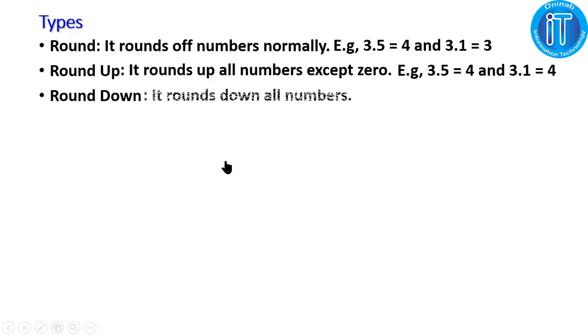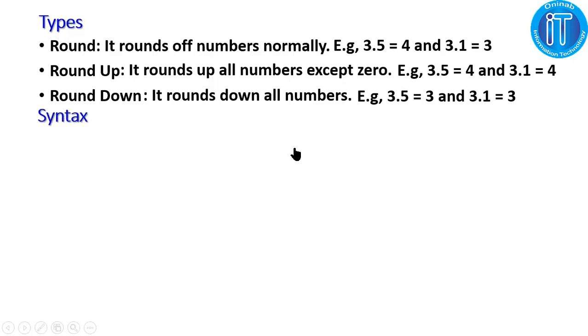Then we go to round down. It rounds down all numbers. Like we have here, 3.5 is rounded down to 3 and 3.1 is rounded down to 3. It is the reverse of round up.